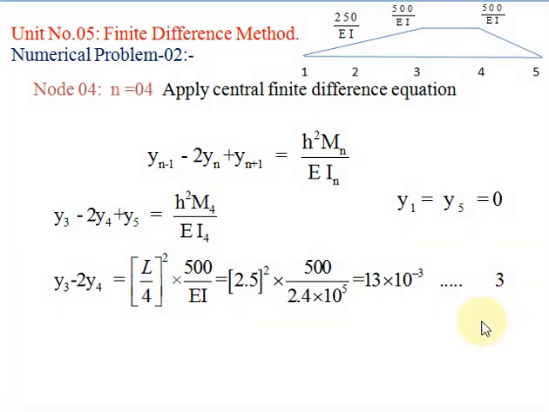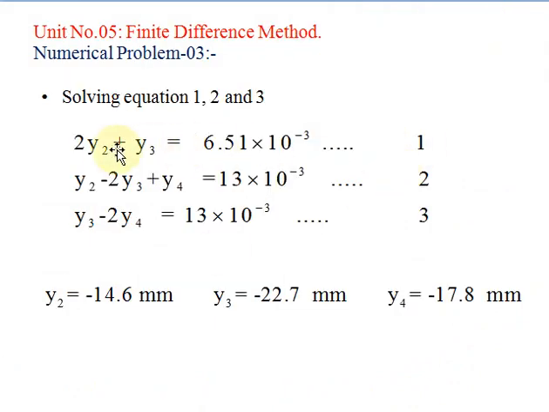Now we have the 3 equations. From these 3 equations we will find the values: our first equation is minus 2y2 plus y3 equal to this. After solving these 3 simultaneous equations, we can find the values of y2, y3 and y4. We can also solve this directly on a calculator and we'll get these values.